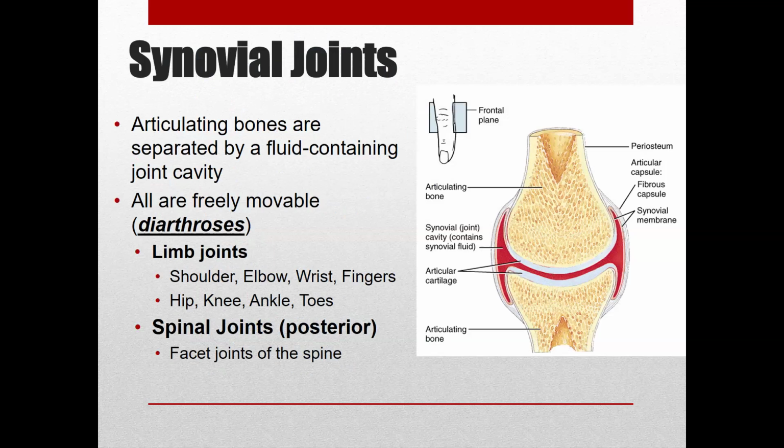Now, the third class, synovial, this is where we get free motion from the limb joints for arm and leg, and then the spinal joints. We're going to see another collection of joints in the spine. Notice where we were for the symphyses joints. This is in the front of the spine. Now we go to the back of the spine. The back of the spine is going to give us all of the posterior joints of the spine.